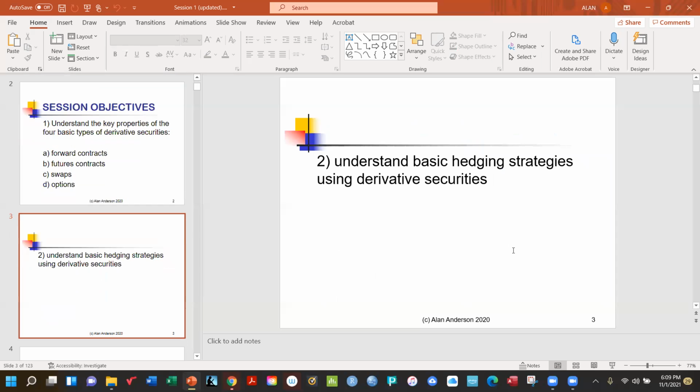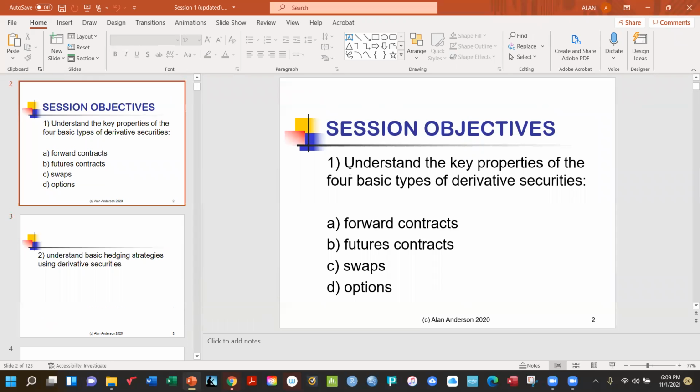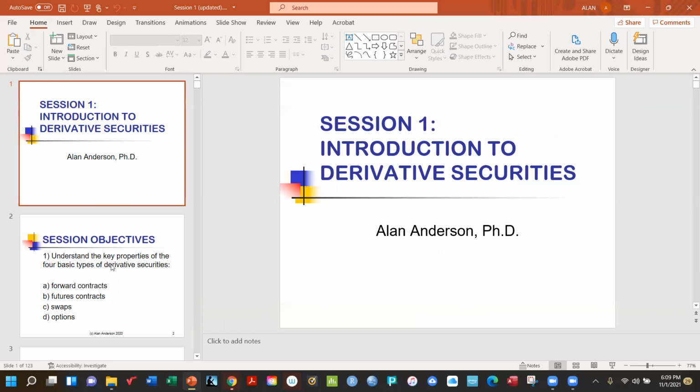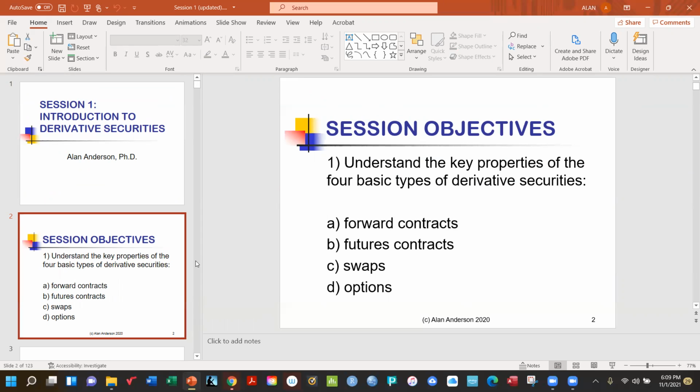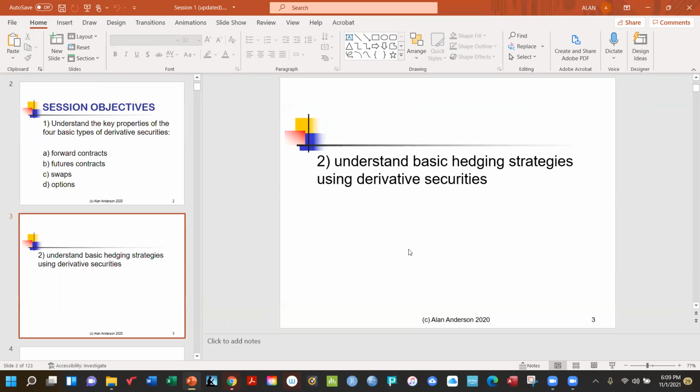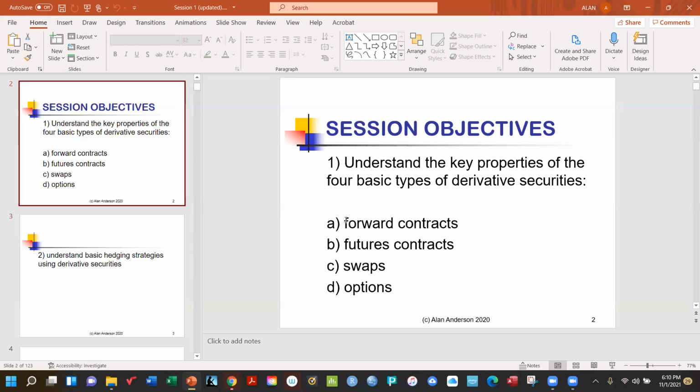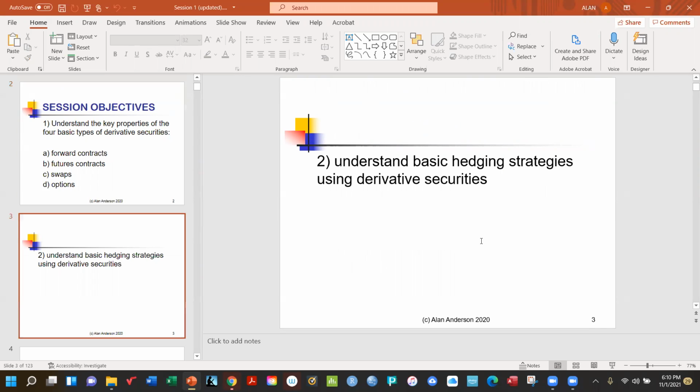All right, well, anyway, so what are we going to do in this class? Well, number one, understand the key properties of the four basic types of derivatives. We want to understand how they're different from each other and what they're meant to accomplish. Number two, we want to understand some basic hedging strategies. In other words, how in the world would you use one of these to reduce or eliminate your risk? Okay, so in other words, if I really am exposed to foreign exchange risk, how would I use a forward contract to eliminate it? So we want to understand the properties of these securities. And at some point, we also want to address the question of how they are priced in the marketplace. So these are all issues that we'll address as we go along.